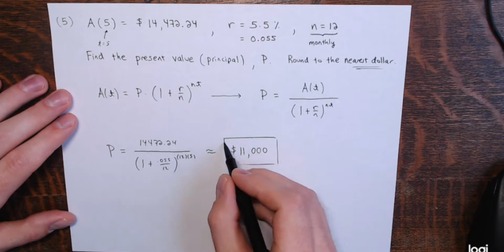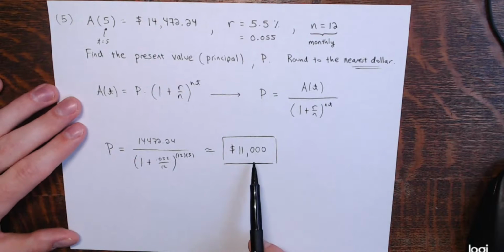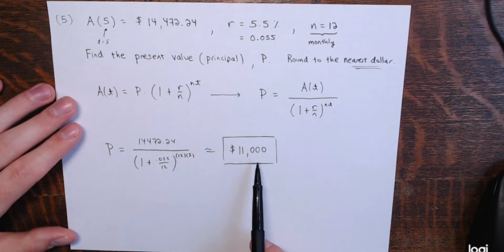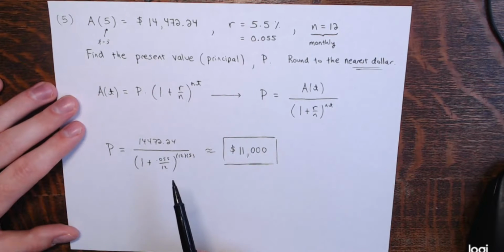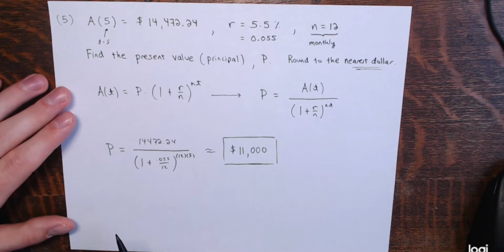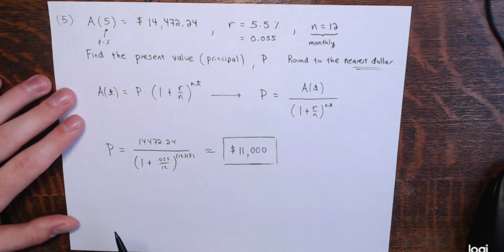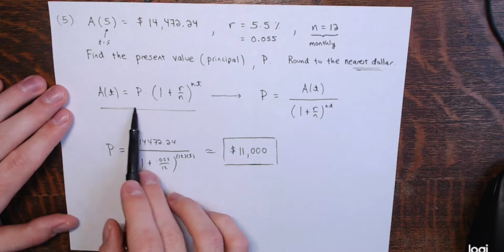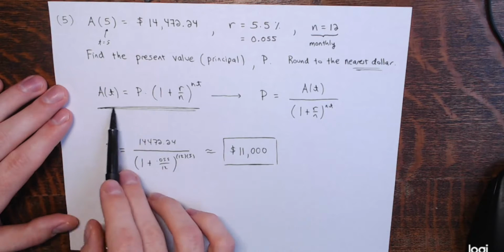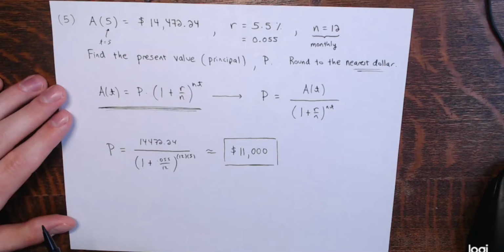And that's it. So I would have had to have invested $11,000 at this interest rate compounded monthly for 5 years in order for it to be worth $14,472.24. Okay. Again, I would highly recommend memorizing this formula for these problems.